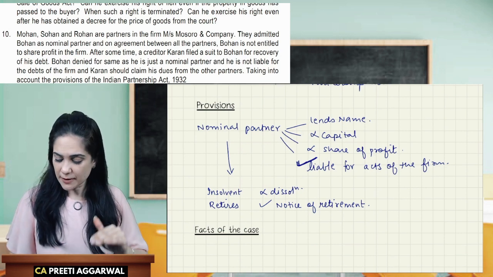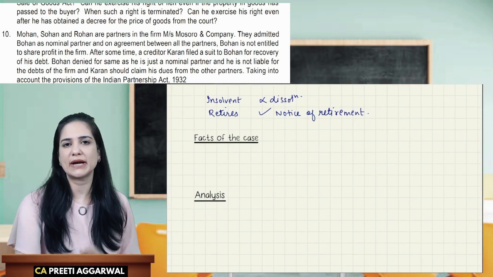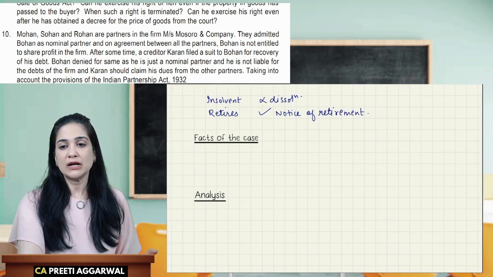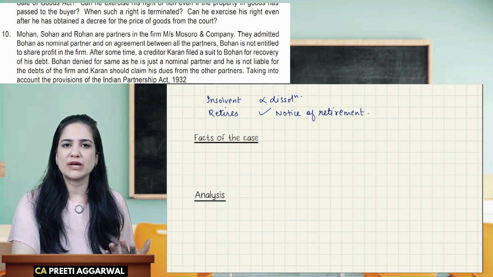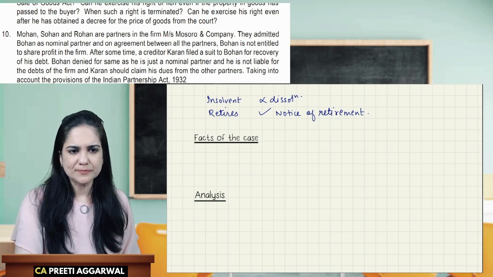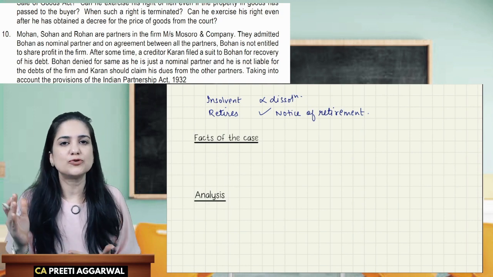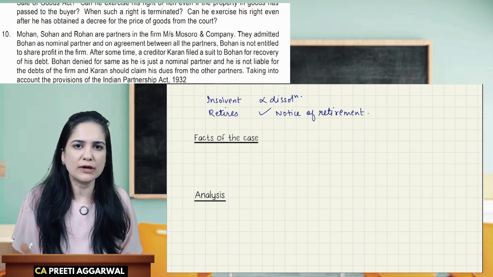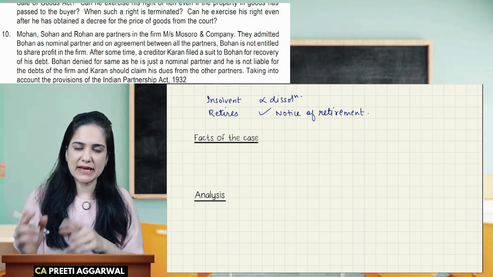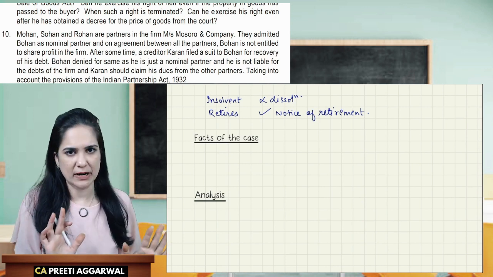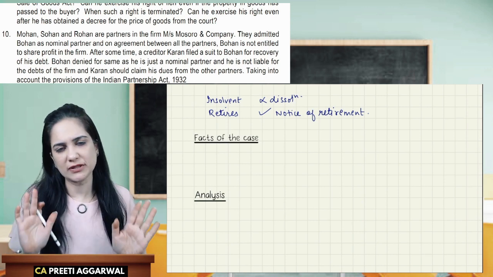Now let us discuss what is to be written in the facts of the case. I'm not writing, I'm just discussing orally. So Bohan was admitted as a nominal partner. Now Karan, the creditor of the firm, filed a case to recover the debt from Bohan. Bohan refused to pay, saying that the debt should be recovered from the other partners. That's it. This is what you're supposed to write in the facts of the case.